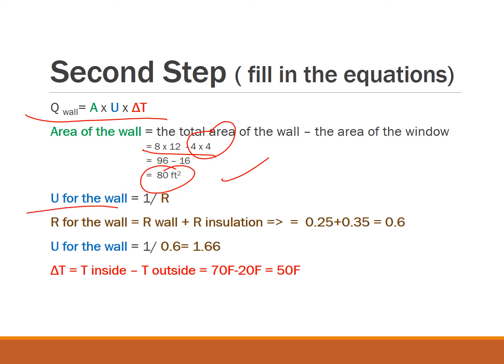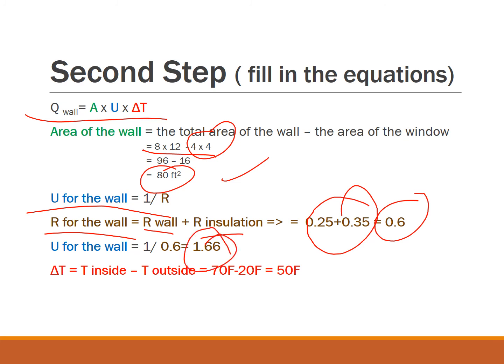The U for the wall, we said U is 1 over R. We were provided with the R, so we will try to get the U factor. The wall has insulation in it, so I'm going to add both insulations together and get the total resistance. Then once I get that, I will divide 1 over the total resistance, and this will be my U factor. Delta T will be the temperature inside minus the temperature outside, which is 50 degrees.